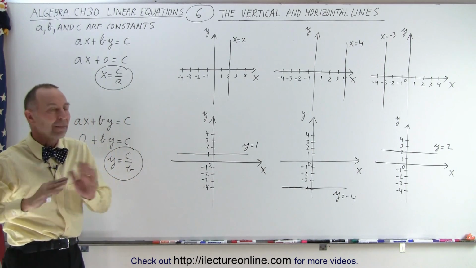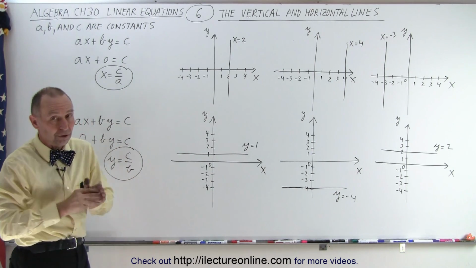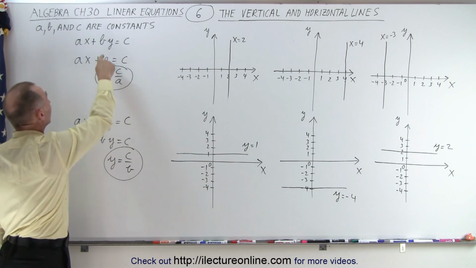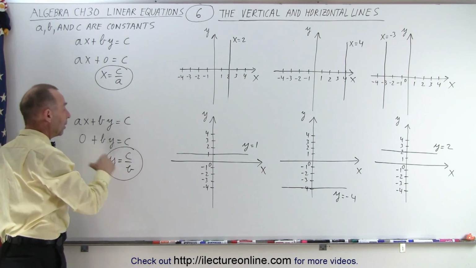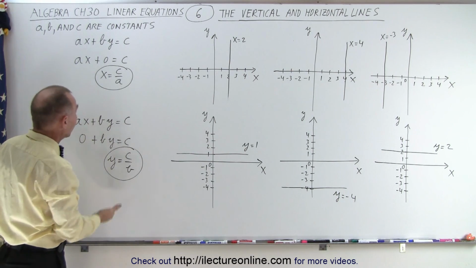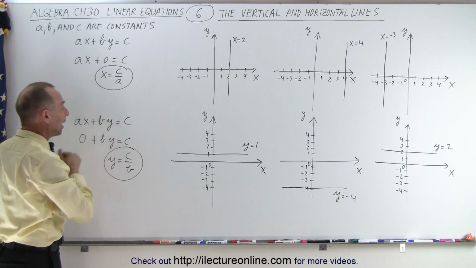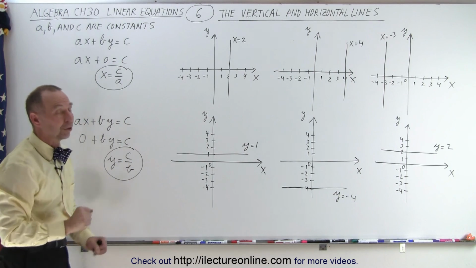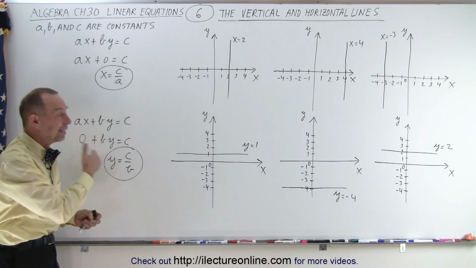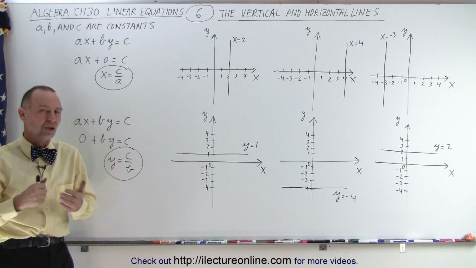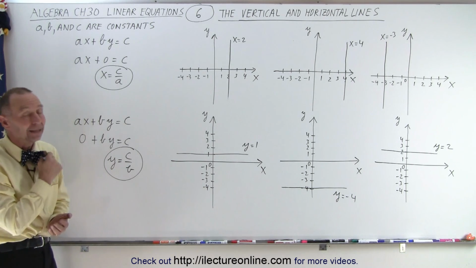So we simply eliminate that variable from the equation by setting the constant b equal to 0, or by setting the constant a equal to 0, and then we realize we end up with an equation where simply x equals a constant or y equals a constant. And that's how the vertical and horizontal lines are defined when we're dealing with linear equations in the Cartesian coordinate system. And that is how it's done.